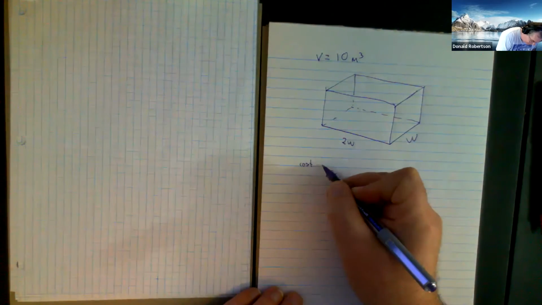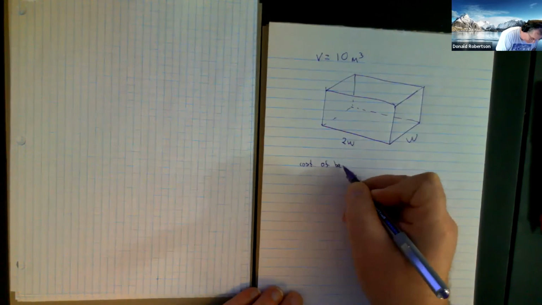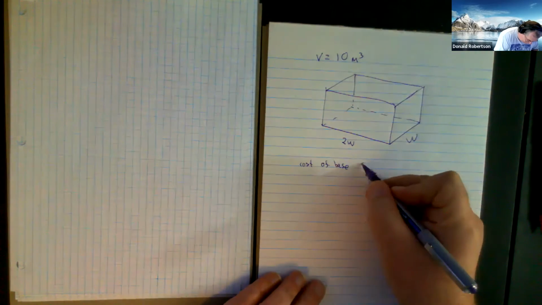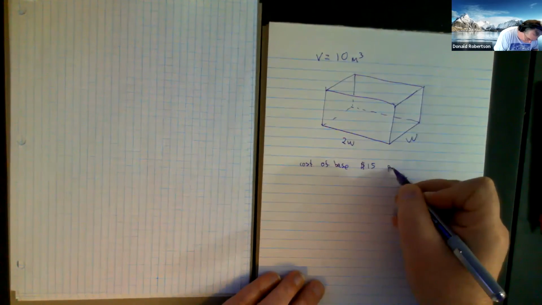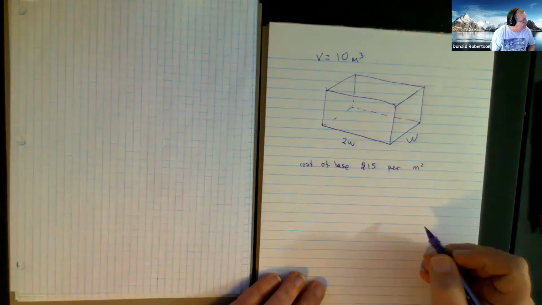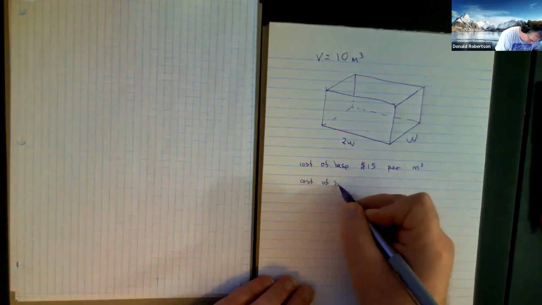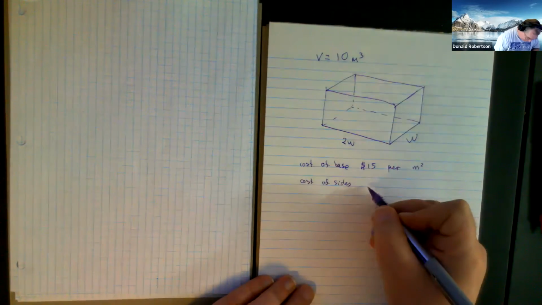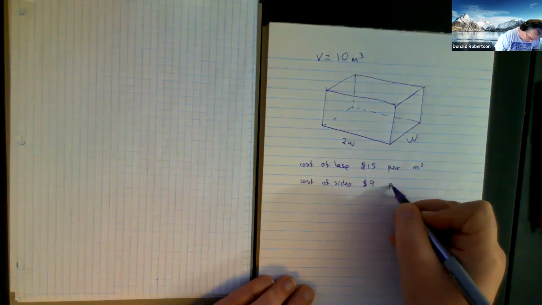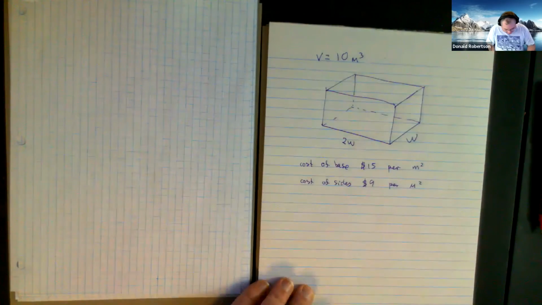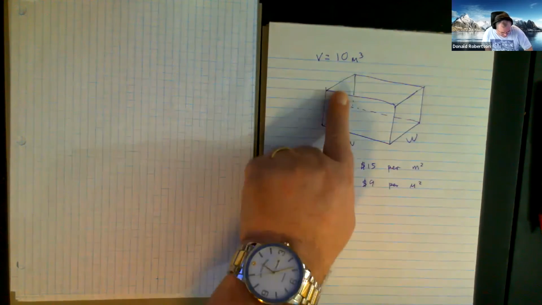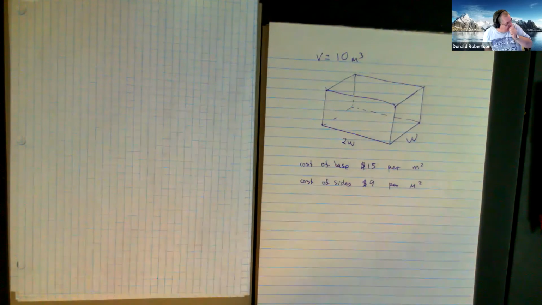The cost of the base is $15 per square meter. And the cost of the sides, well, they're only $9 per meter. So we want to make a box that will hold 10 cubic meters, right? The base is going to cost me $15 a meter. The four sides are going to cost me $9 a meter.